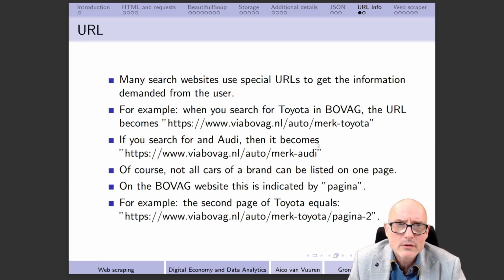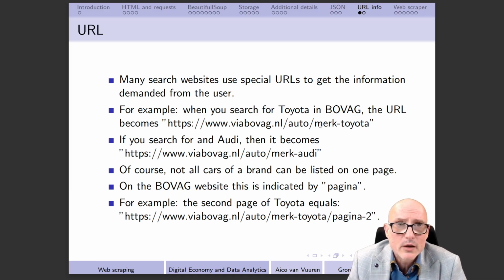One problem that we are going to have is that, if we go back to looking at Toyotas, there are actually many cars listed on this BOVAG website. More in particular, if we only look at the cars of the brand Toyota, there are more than 7,000 of them, and they are not all listed on this single URL.